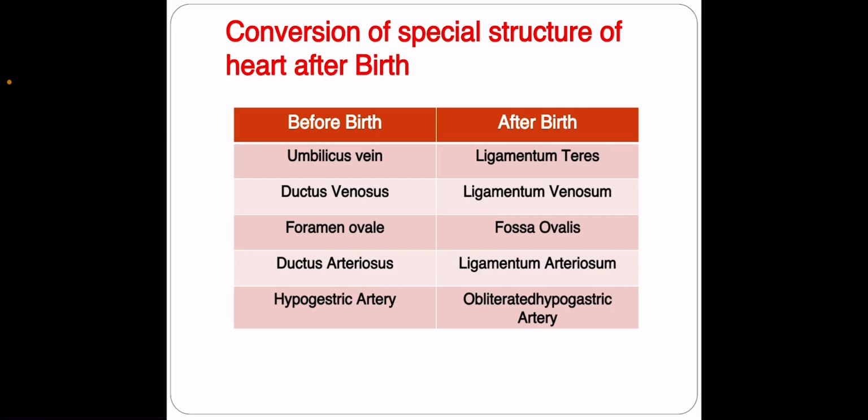So before birth there is the umbilical vein, which converts after birth into the ligamentum teres; the ductus venosus, which converts into the ligamentum venosum; the foramen ovale, which converts into the fossa ovalis; the ductus arteriosus, which converts into the ligamentum arteriosum; and the hypogastric artery, which converts into the obliterated hypogastric artery.